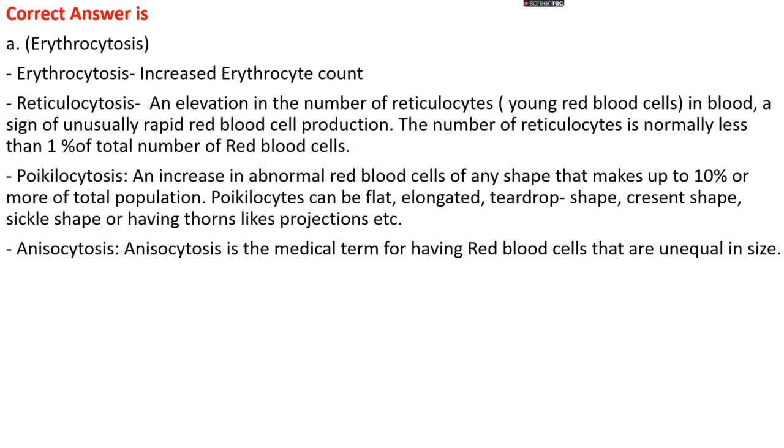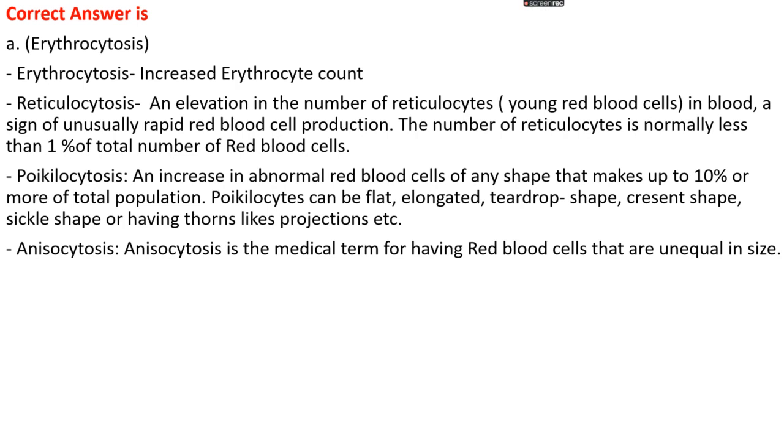Reticulocytes are just young red blood cells in the blood, a sign of unusually rapid red blood cell production. Normally the number of reticulocytes is less than 1% of the total number of red blood cells, and if that increases greater than 1%, that condition is known as reticulocytosis.